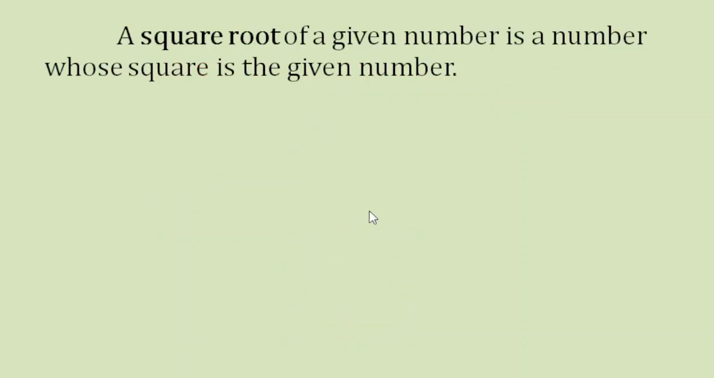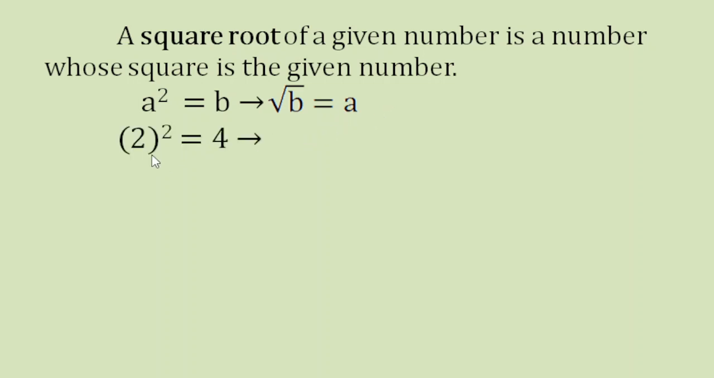A square root of a given number is a number whose square is the given number. In order for us to understand this line, we will illustrate it. If a squared equals b, then the square root of b equals a. And to make it clearer, we are going to use numbers. Since 2 to the power of 2 equals 4, this means the square root of 4 is 2.